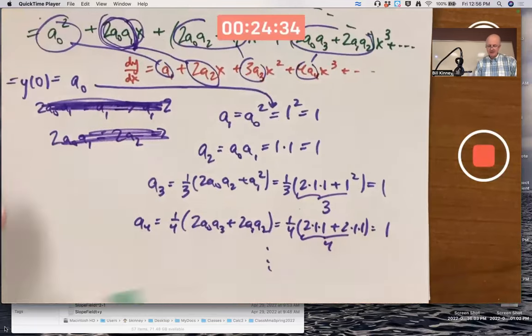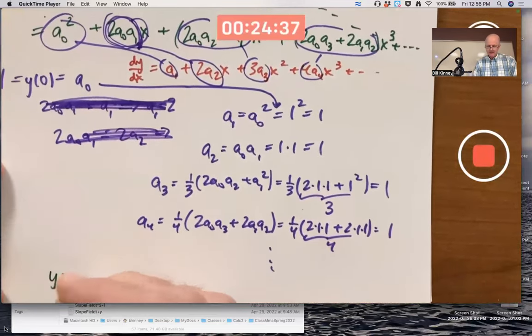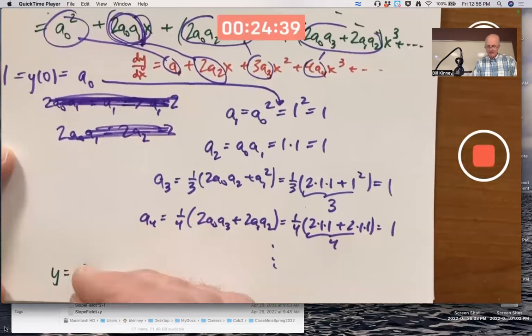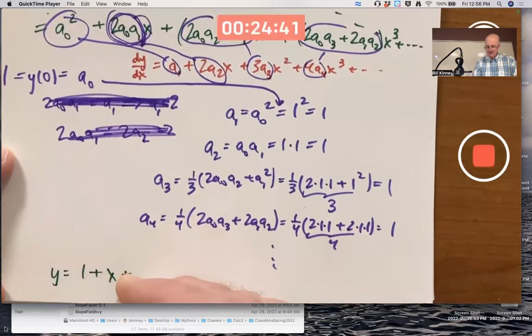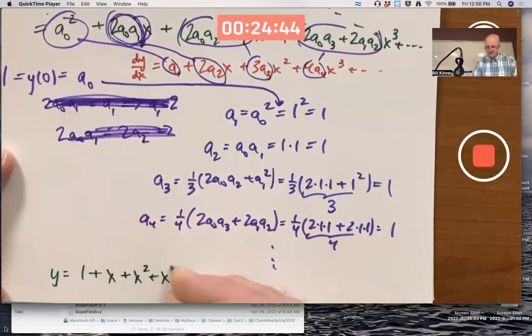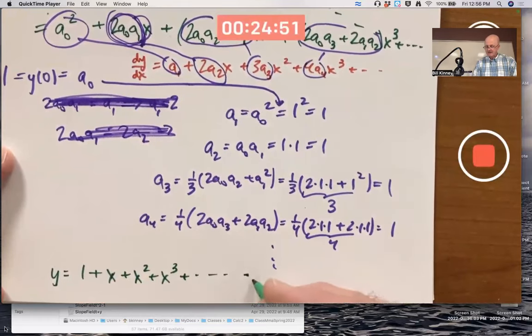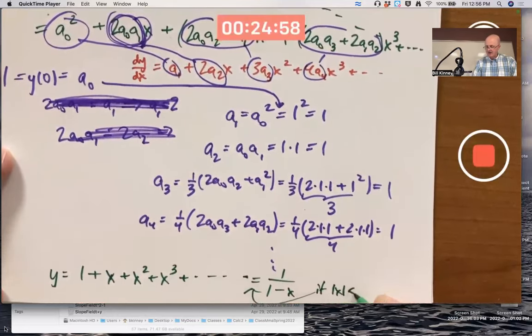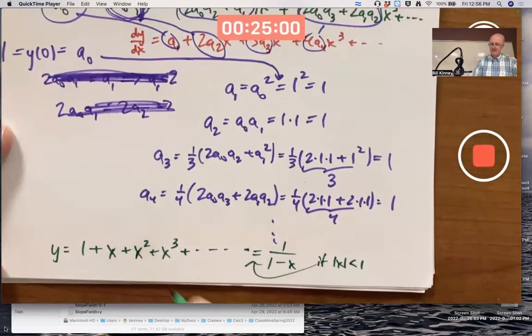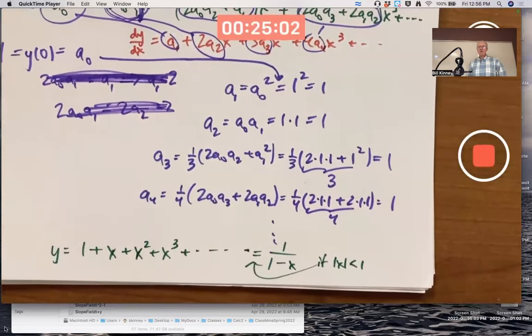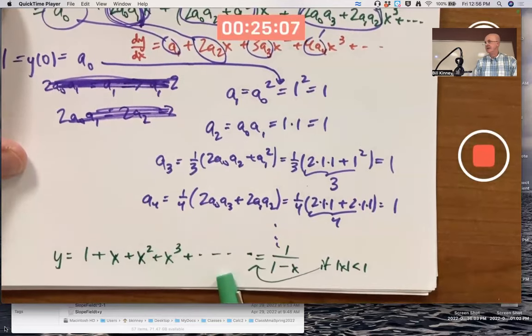And this means your proposed solution is y equals, all the a's are 1. So it's 1 plus 1 times x plus 1 times x squared plus 1 times x cubed, etc. Hey, that looks familiar too. That's a geometric series. It equals 1 over 1 minus x if the absolute value of x is less than 1. So even though this example was harder, it does still turn out that the answer is something easily recognizable.